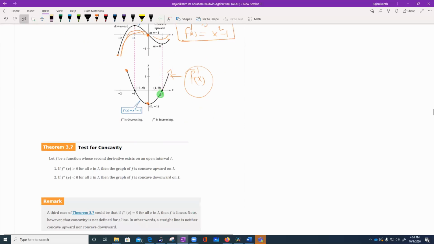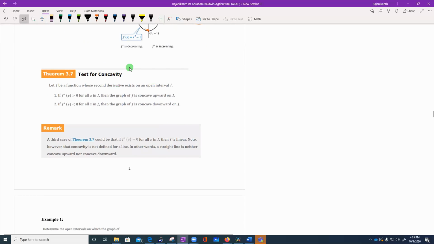This is another test we use for the concavity. Please follow these steps. If you want to find the concavity trend, first take the function. Identify where the second derivative is positive or the second derivative is negative. Look for the intervals for these two.